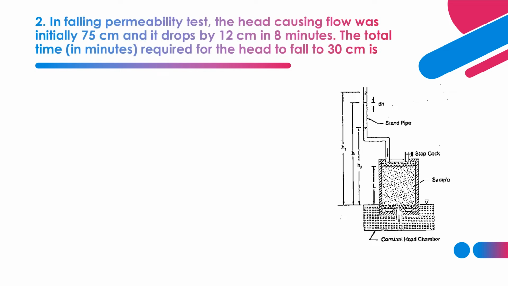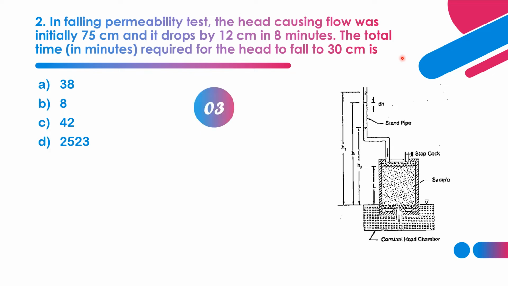This question deals with the variable head permeability test. In falling head permeability test, the head causing flow was initially 75 centimeter, and it drops by 12 centimeter in 8 minutes. And the total time in minutes required for the head to fall to 30 centimeter. So 75 to 30, how much time is required? That is asked. Option A 38 minutes, option B 8 minutes, option C 42 minutes, option D 2523 minutes.